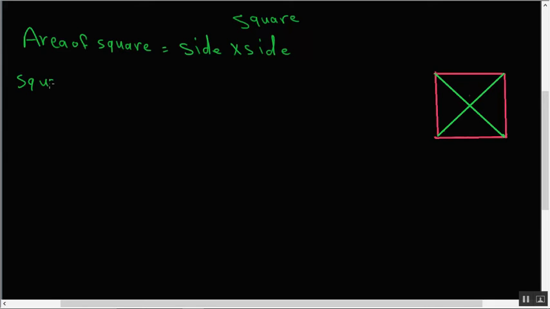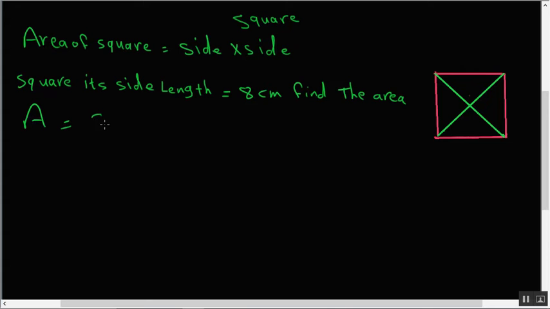If we have an example, if here he said a square, its side length equals 8 centimeters, find the area. We can say area equals side times side. What's the meaning of side? All of these lines are called sides. 8, 8, 8, 8. So here we can say 8 times 8 equals 64.